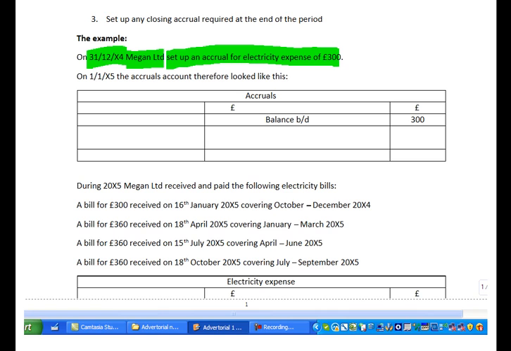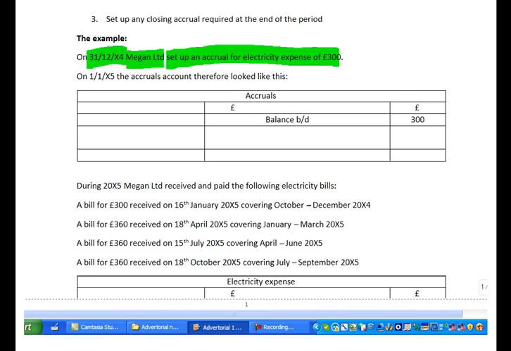So perhaps in that XD4 year, imagine that's a 12-month year from the 1st of January to the 31st of December. We should therefore recognise 12 months' worth of electricity expense. Now imagine during the year we only received 3 electricity bills. Electricity bills, as with a lot of other utilities, are normally done on a quarterly basis, so each bill covers 3 months. If we've received 3 bills, that would only cover 9 months of the year.